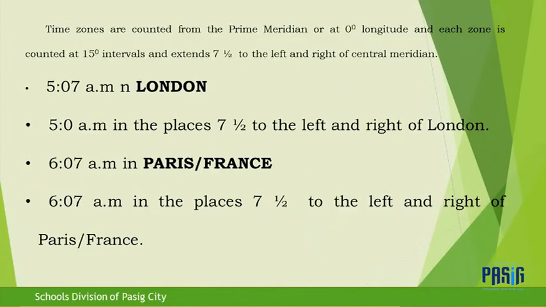For example, if it is 5:07 a.m. in London, it is also 5:07 in the places 7.5 degrees to the left and right of London. If it is 6:07 a.m. in Paris, France, it is also 6:07 a.m. in the places 7.5 degrees to the left and right of Paris, France.